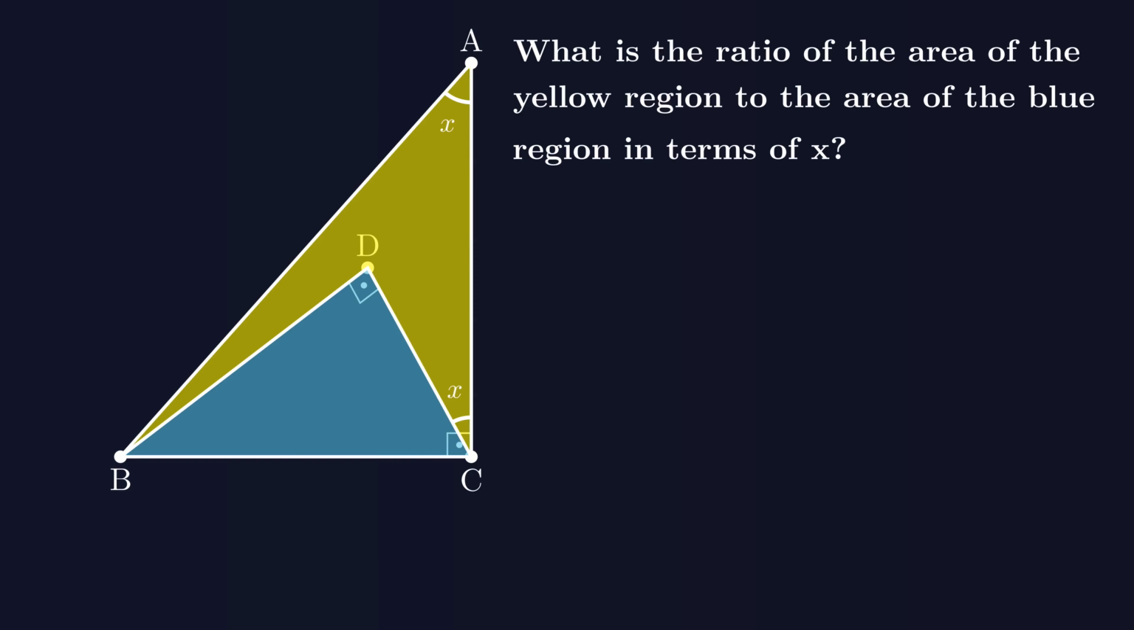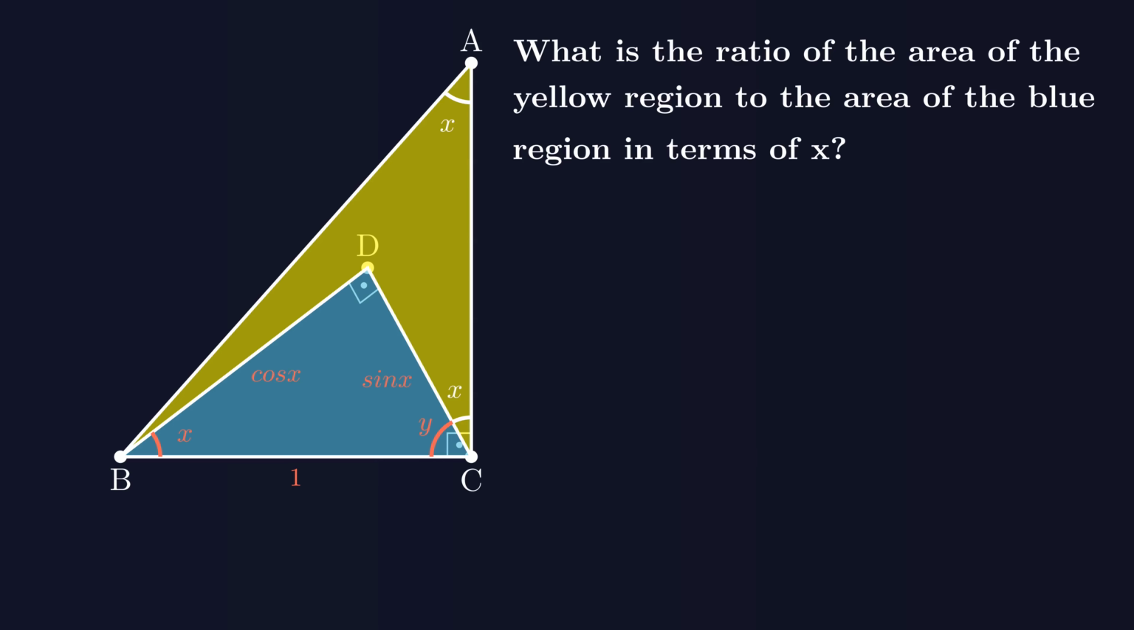So how do we solve this? Angle DCA is x, and let's call angle DCB y. Then x plus y equals 90 degrees, right? That means angle DBC is also x. To make things easier, let's assume that the length of BC is 1 unit. Now, the length of DC would be sine x, because sine is the opposite side over the hypotenuse, and since the hypotenuse is 1, DC equals sine x. By the same logic, DB would be cosine x.